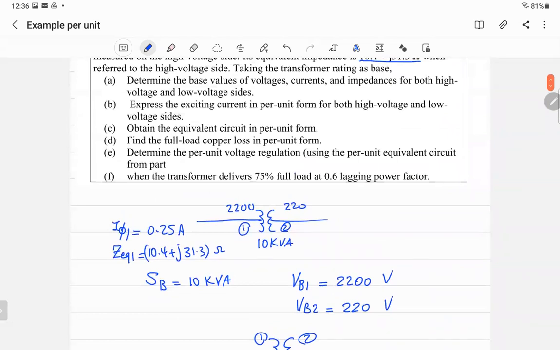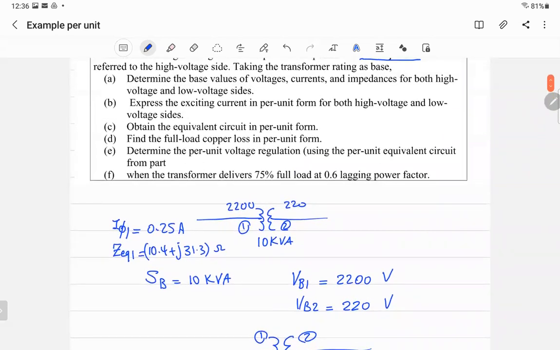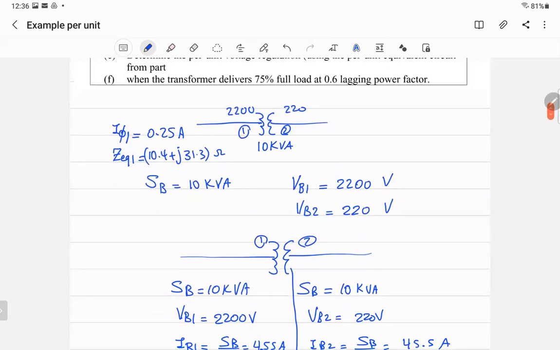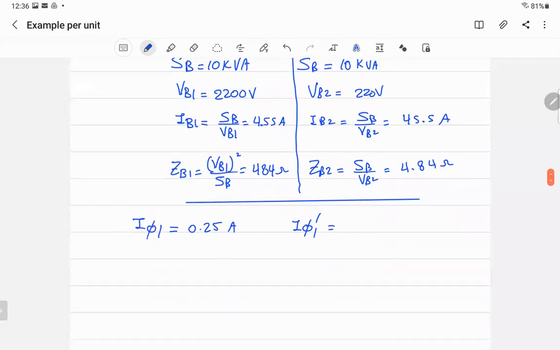Express the exciting current in per unit for both the high voltage and low voltage side. You want the exciting current in per unit, one time on the primary side, one time on the second side. First of all, the exciting current is 0.25 amp on which side? On side one. Let's first find the values on the second side in amps, and then I will start to work in per unit. So I'll write the exciting current, it was given. If I want to find it on the secondary side, I have to use the turns ratio.